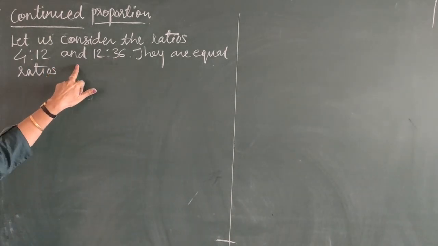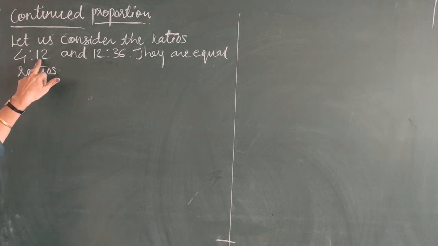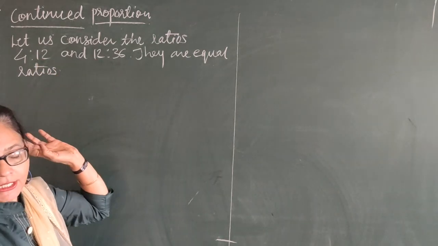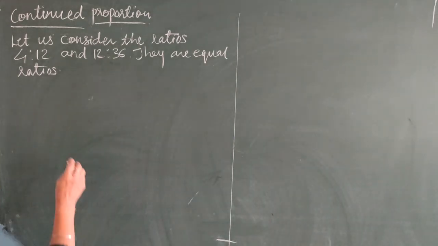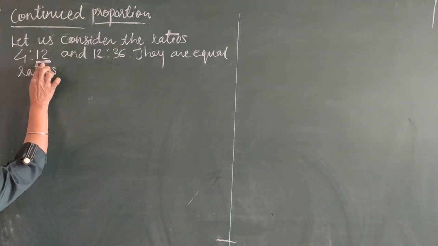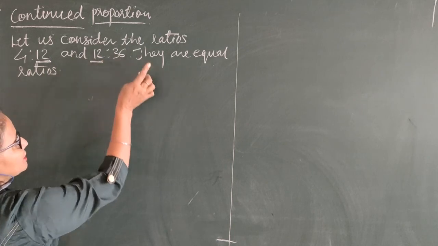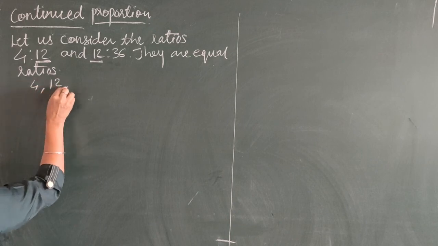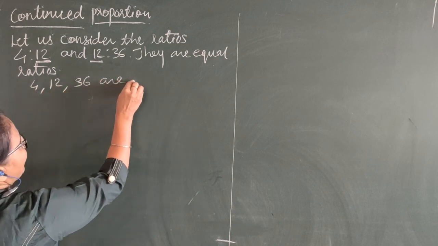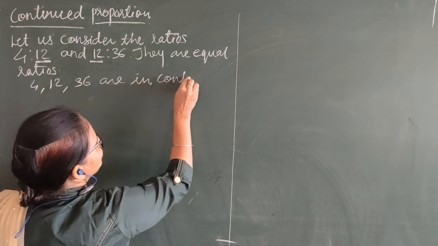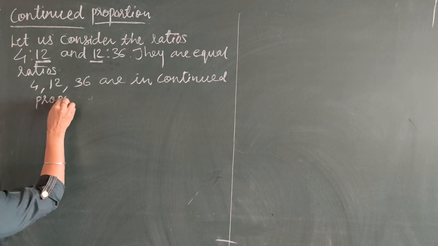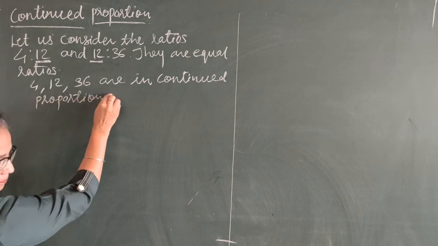They are equal ratios, and here you can see the second term of the first ratio and the first term of the second ratio are equal. So when the second term of the first ratio and the first term of the second ratio are equal, we can say that 4, 12 and 36 are in continued proportion. These all are in continued proportion.